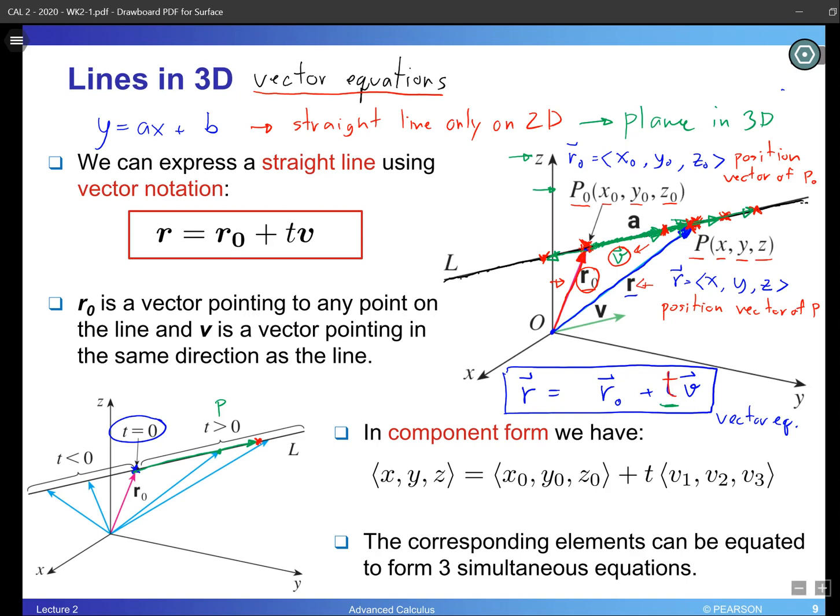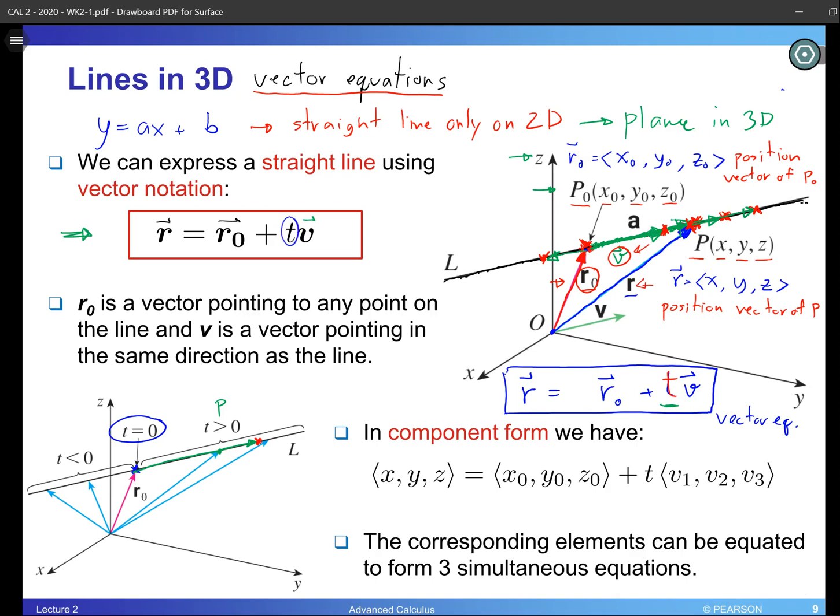So in the end, it's this vector equation that can be used to describe a line in three-dimensional space. Vector r is going to be equal to vector r0, which is the original vector, 1 point on the line. And then we need this vector v, which is a vector that points in the same direction as the line. And then the most important thing right here is this parameter t that is going to make v stretched or squeezed or flipped.